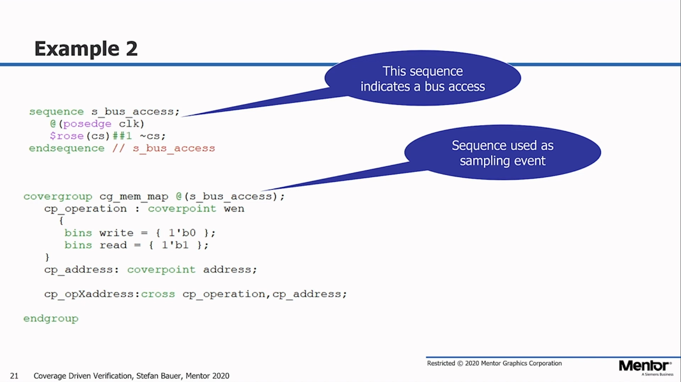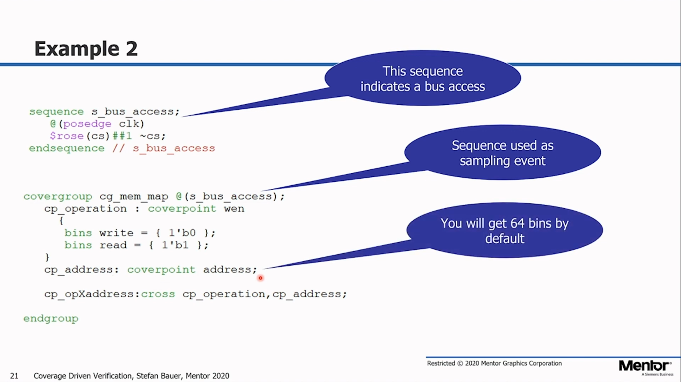In my cover group, I have again a cover point for my operation. My operation in this case can be a write and a read access, depending on the signal value of write enable. Again, I will increment the write bin or the read bin. You also see here that I have a cover point for my address. Per default, as I did not add any bin here, you will get 64 bins for this specific cover point.